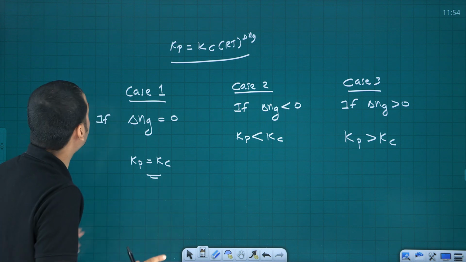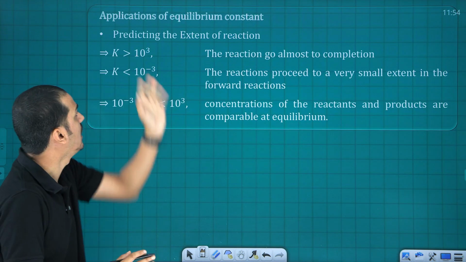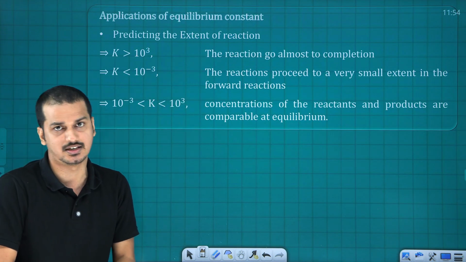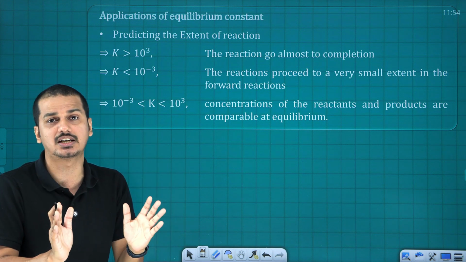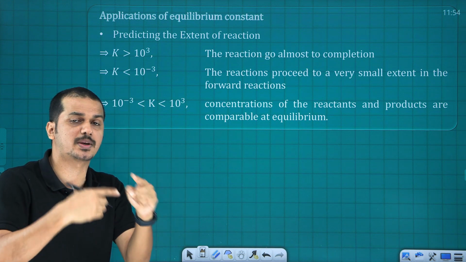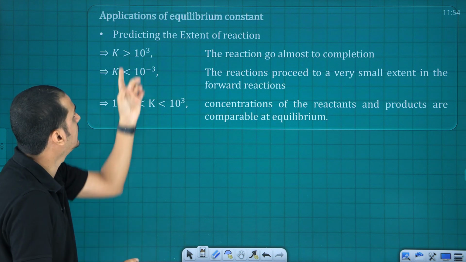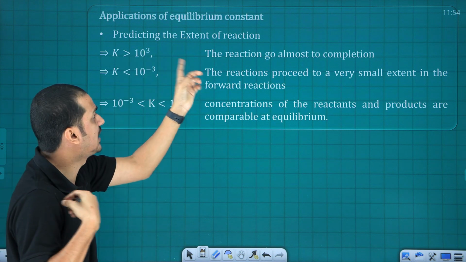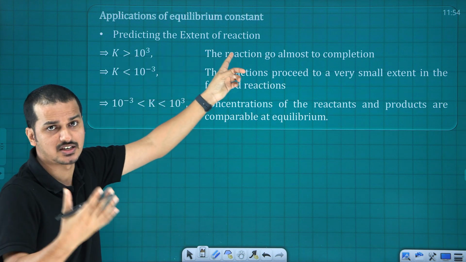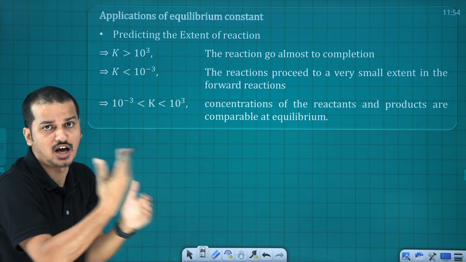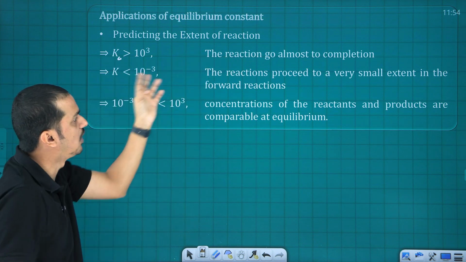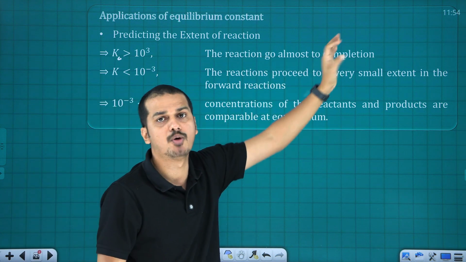Ready. Then the next idea, we have to remember the applications of the equilibrium constant. We must know the equilibrium constant is a constant that depends mainly on the temperature as well as the mode of representation of a reaction. Whenever we know the value of Kc, we can predict the extent of reaction. If the Kc value is greater than 10 raised to 3, 1000, then the reaction goes almost to completion.